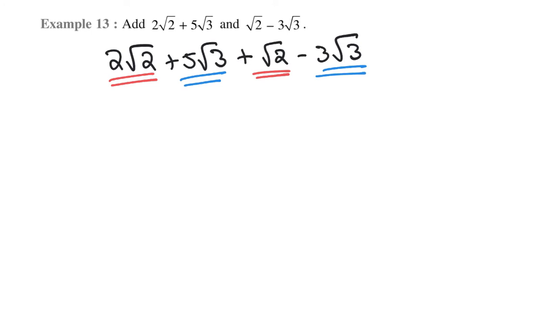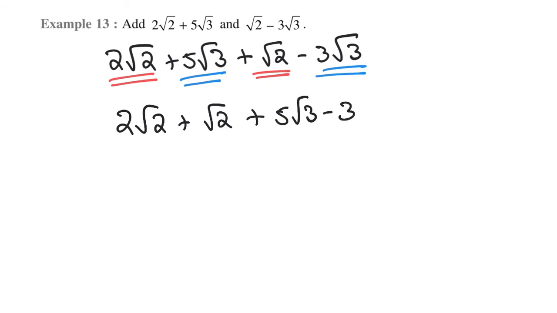So our next step is going to look like 2 root 2 plus root 2 plus 5 root 3 minus 3 root 3. And this is simple addition. When there is no number written, it is understood to be 1. So just add them together. 2 plus 1 is how much? 3. So it's going to be 3 root 2.